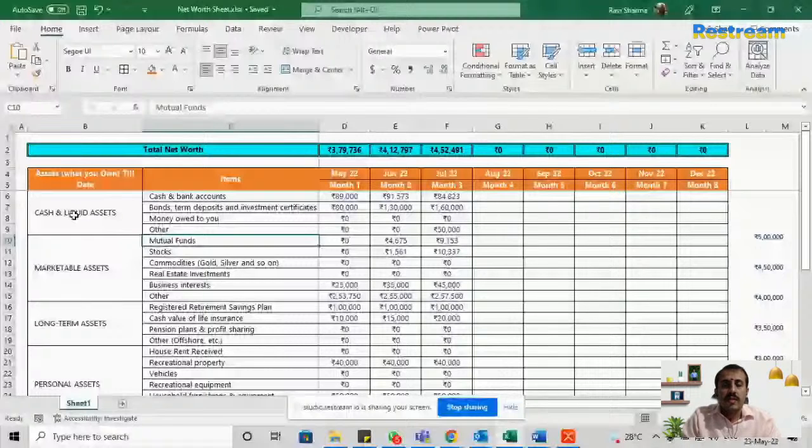When you sum all the assets and all the liabilities, you will get to know what your total assets are and what your total liabilities are. So you have to take the difference of total assets and total liabilities to find out your net worth. This is where you will be able to find out what state you are in.